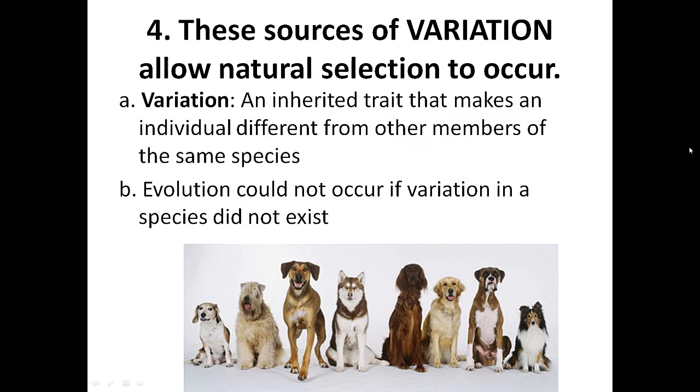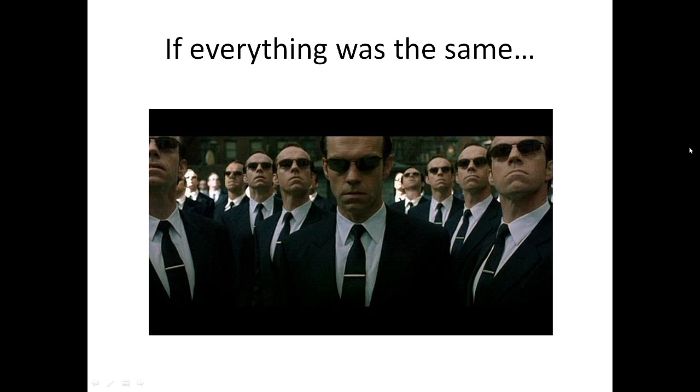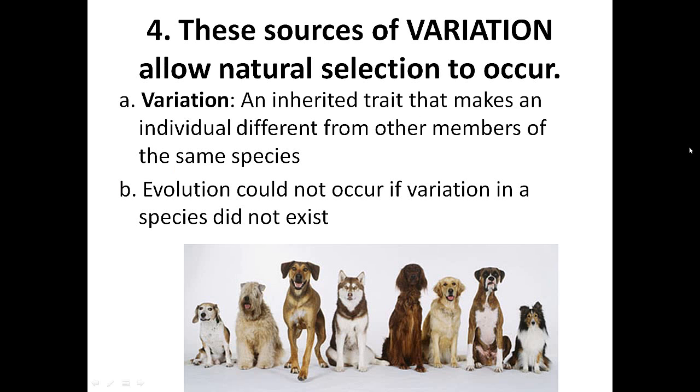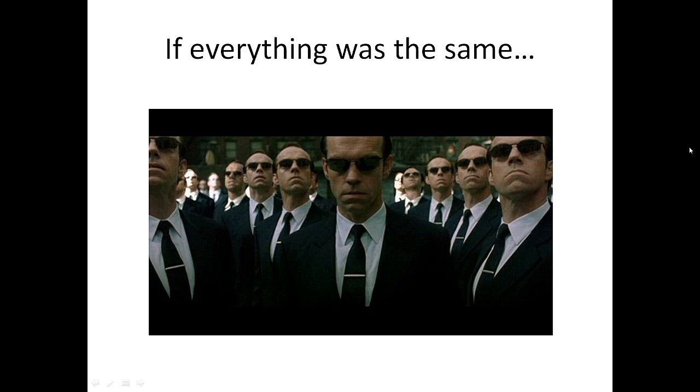All of these sources of variation allow natural selection to occur. Variation, there's a trait that is different within species, and then if that's favorable, it's going to get picked for over and over and over. If everything was the same, like if you've ever seen The Matrix, these guys are all the same. If there were no differences, no variation, nothing would be favorable, and therefore evolution wouldn't occur. It wouldn't select for a favorable trait because everything would be identical.